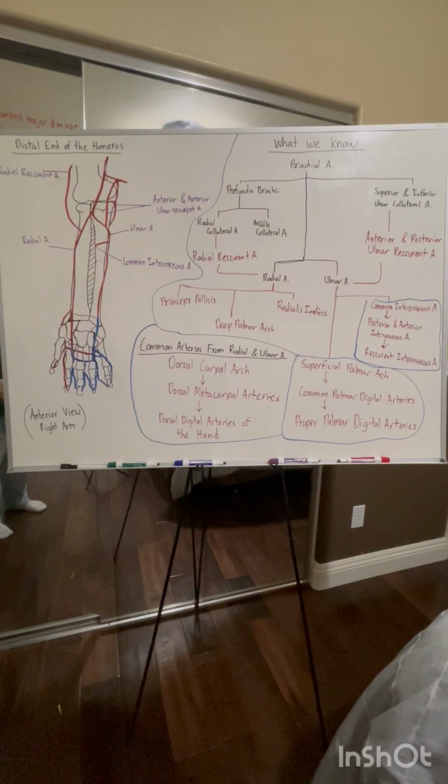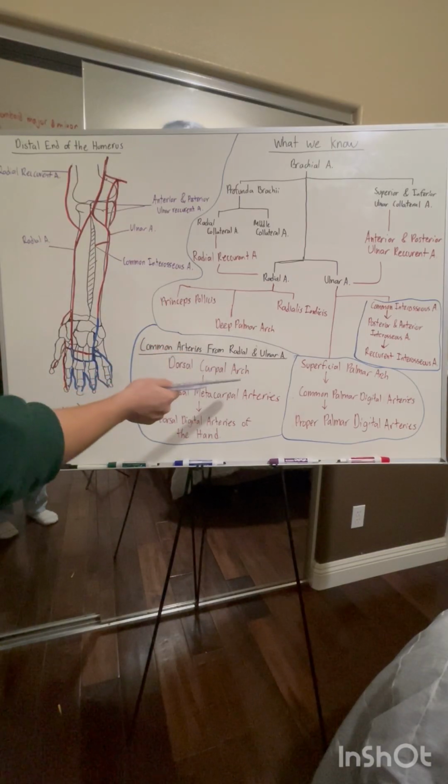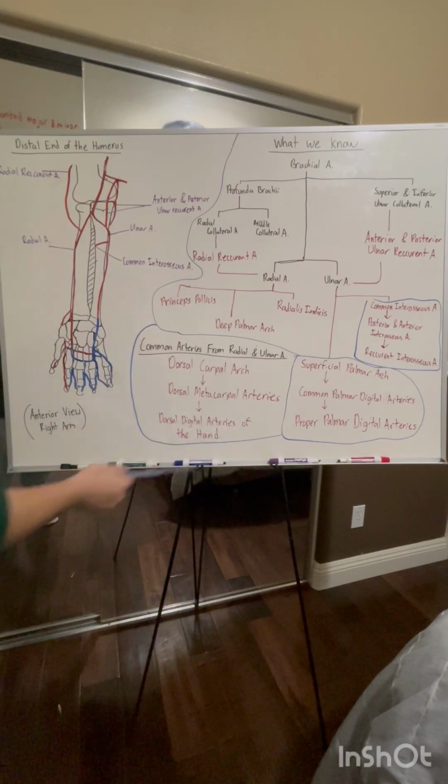Okay, and then as we flip our hand over, I didn't draw the dorsal side of the hand, but you can imagine that there are going to be common arteries forming from the radial and ulnar arteries, and that's going to be the dorsal carpal arch, and then forming into the dorsal metacarpal arteries, and then the dorsal digital arteries of the hand. So you can see that it's going from proximal to distal, and it's going to be supplying the dorsal part of the hand.